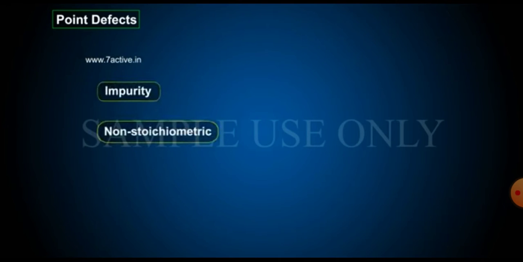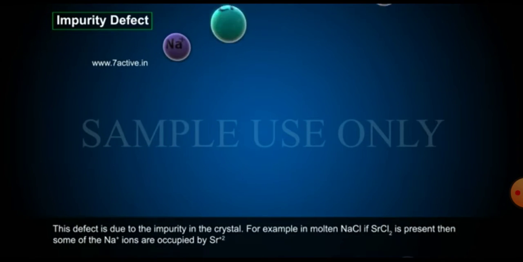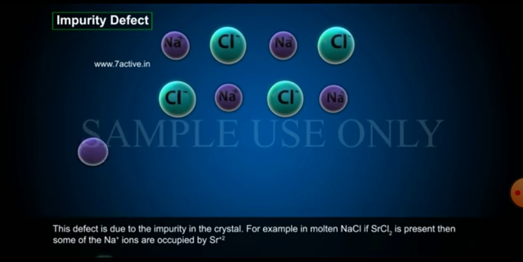1. Point defects. Point defects are impurity, non-stoichiometric, and stoichiometric defects. A. Impurity defect. This defect is due to the impurity in the crystal.